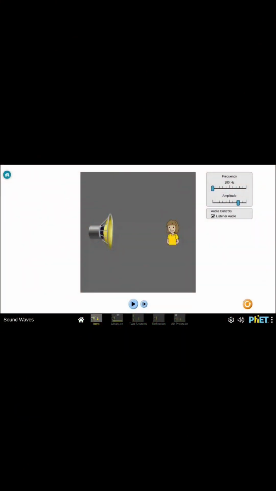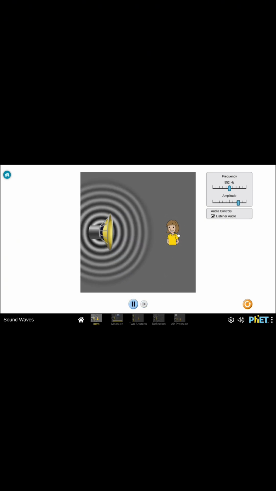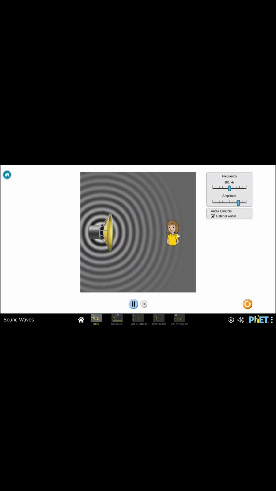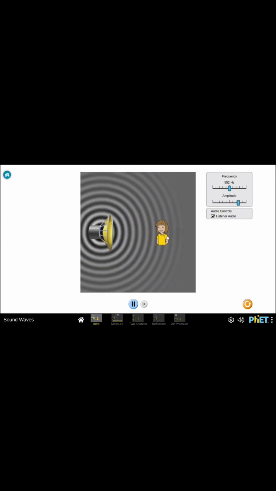In this example, I'm showing how the distance you are from the source of a sound is different. For example, if I put the amplitude here, which controls the energy of a sound wave, and I put the hertz higher, which controls the pitch of a sound wave, and we press start. So from far away, the listener is hearing a quiet sound, and the closer she gets to the source of the sound, the louder it gets.